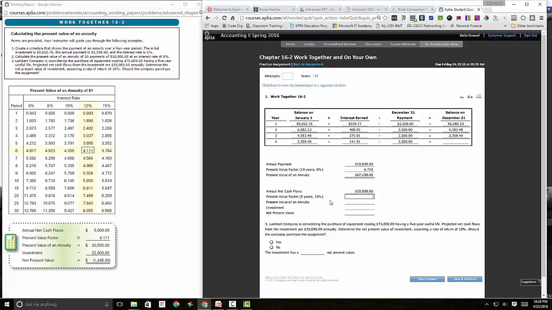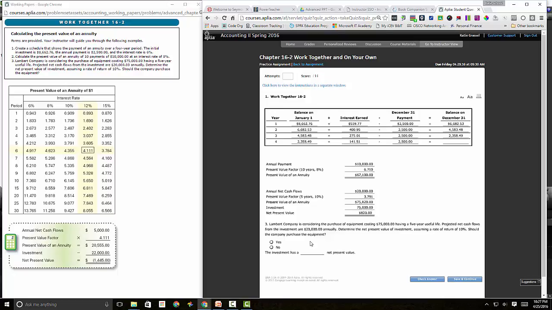Okay, present value. So we have 5 years at 10%, which should be 3.791. Do the math. That should give me $75,820. Initial investment is going to be $75,000. The difference between these two should be $820.